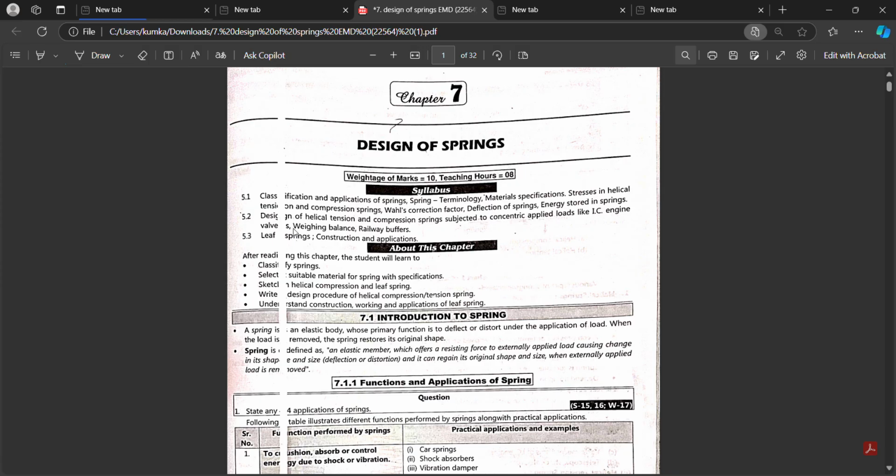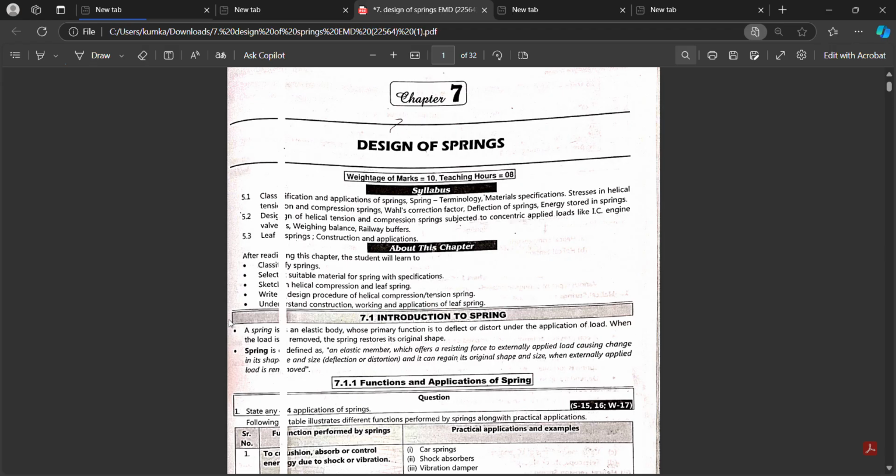It is a mechanical device. Spring is a mechanical device. In a spring, we are here to learn the various classification of spring, suitable material used for spring, sketches of helical compression and leaf spring, design procedure of helical compression and tension spring, and understand the construction and working of various application of leaf spring.